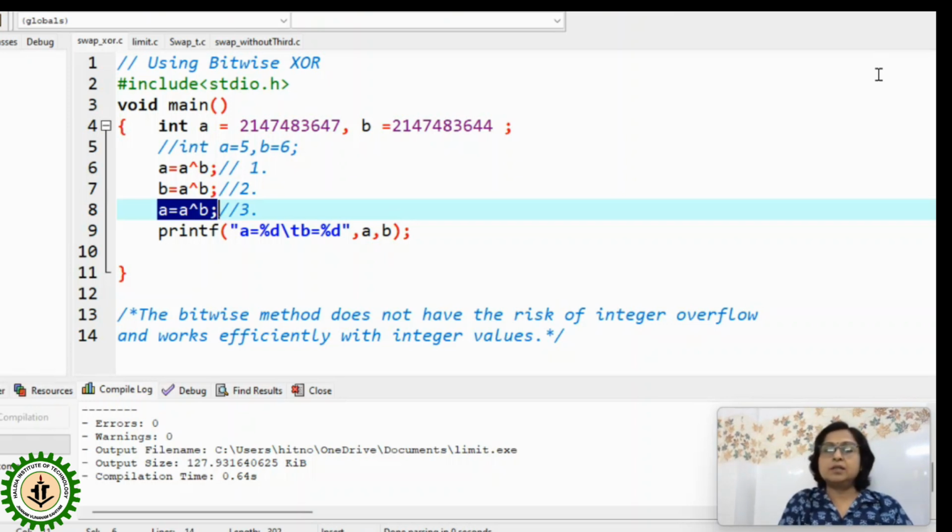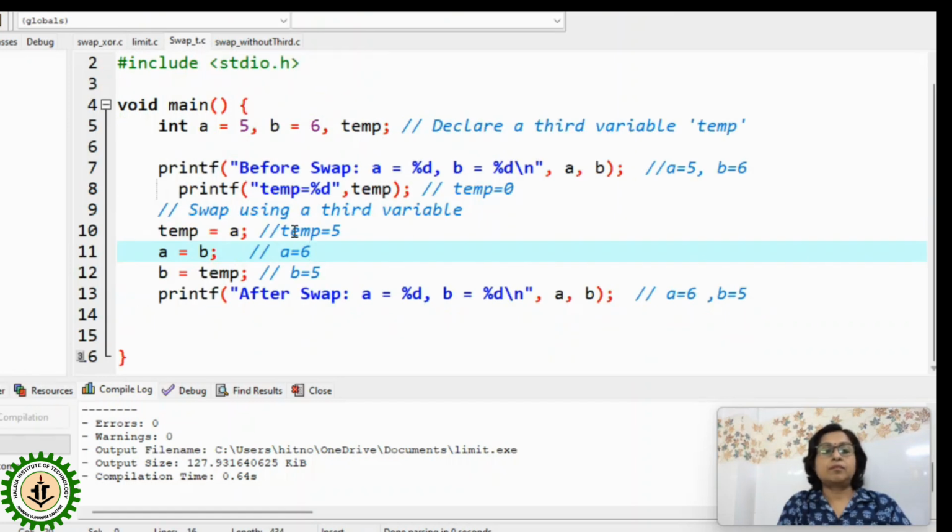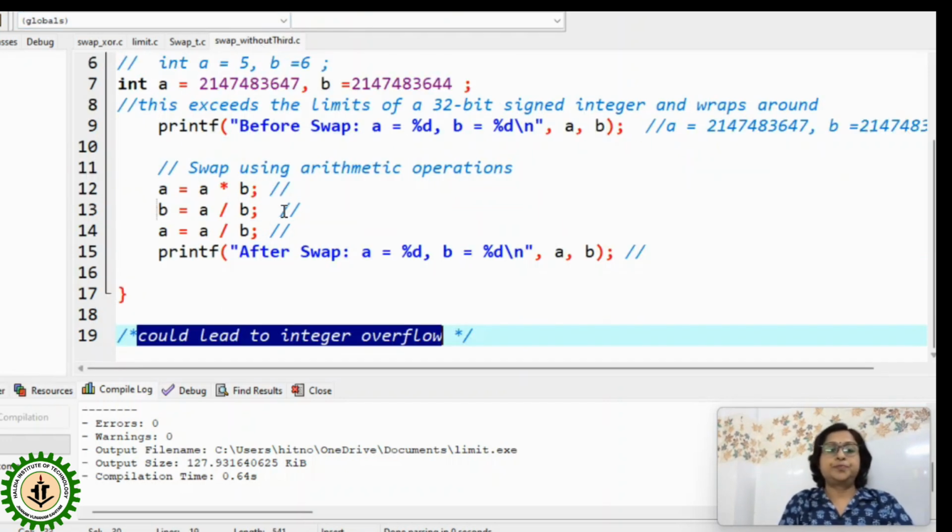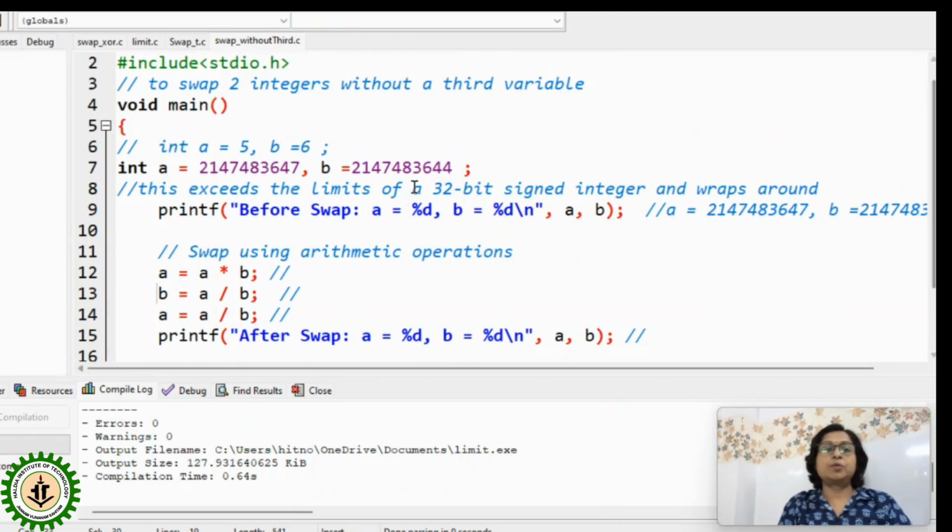So let us summarize within 1 or 2 minutes. First, we swapped the two integers with a third variable. But when we use a third variable, we are using one extra variable. So we went for a better way of solving it, taking off the third variable and doing it without the third variable. For that we used the arithmetic operation.